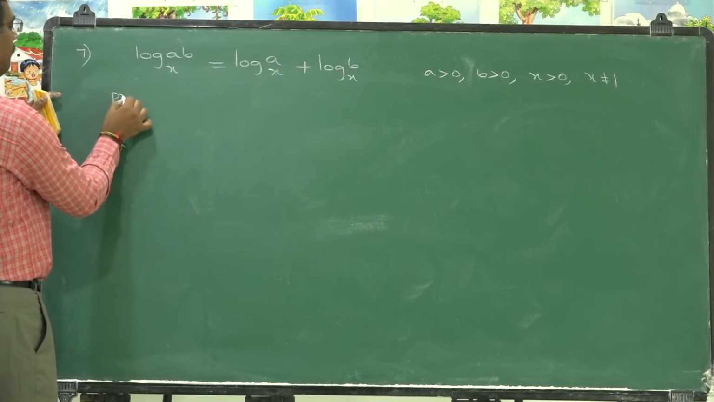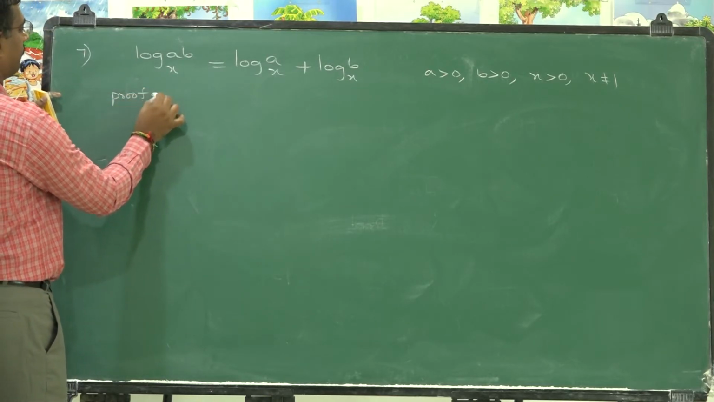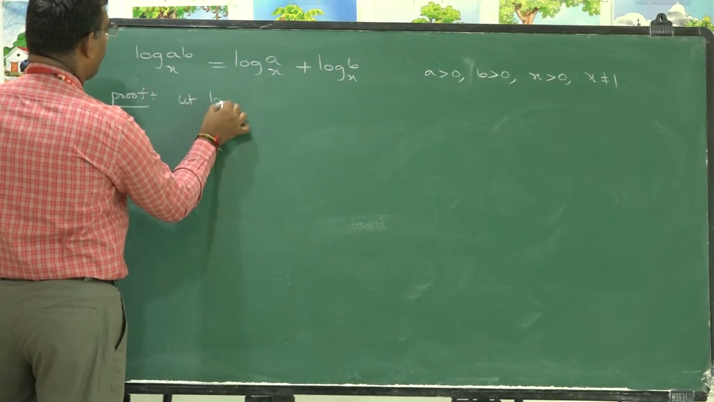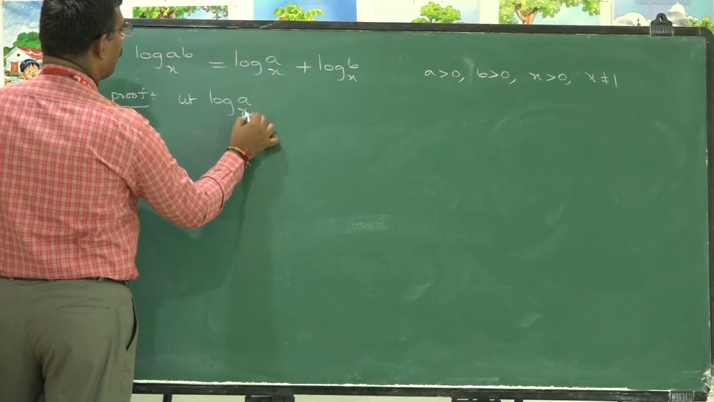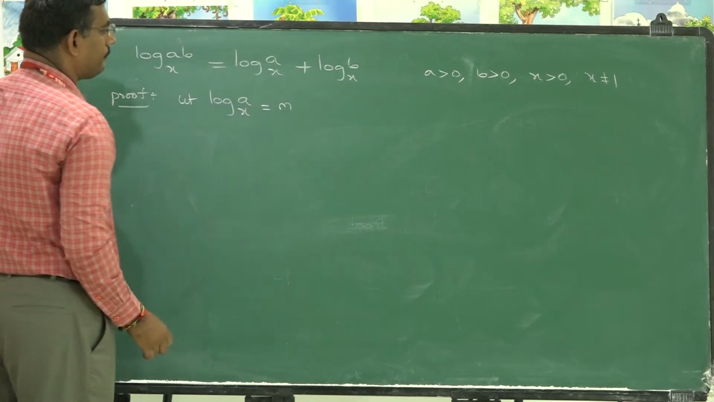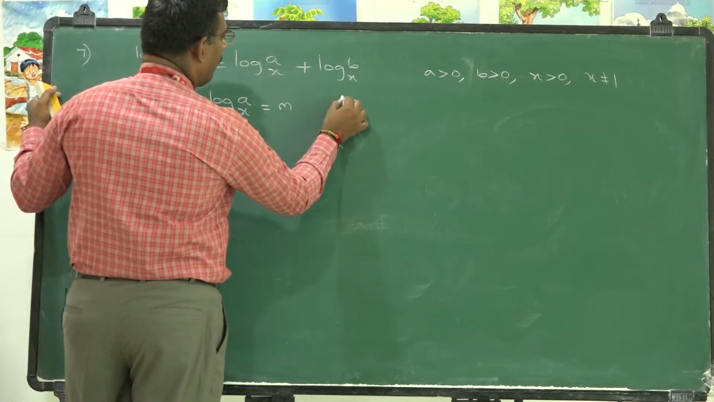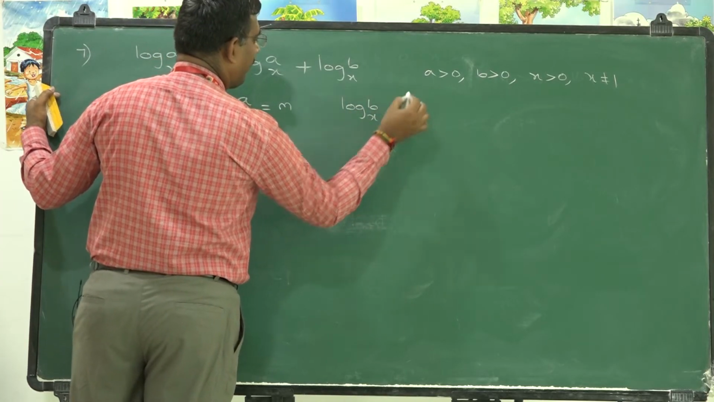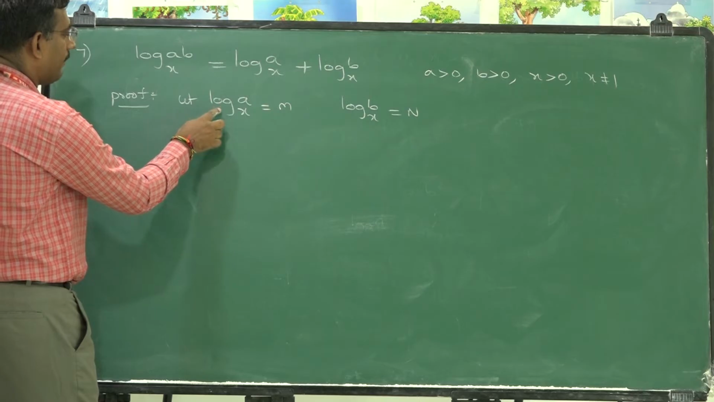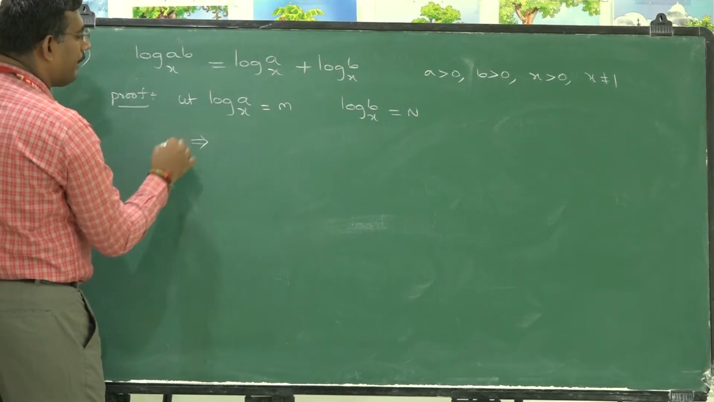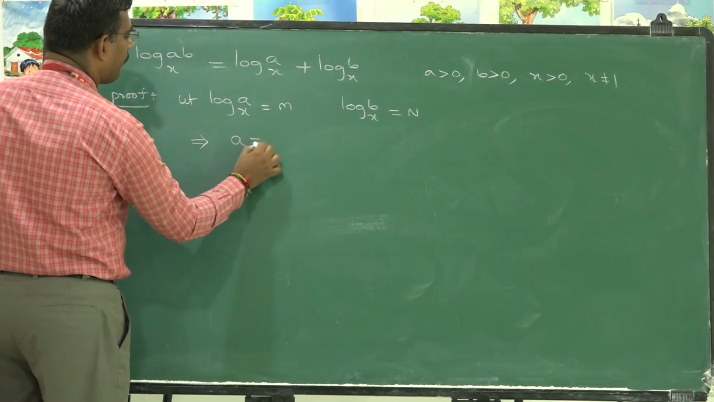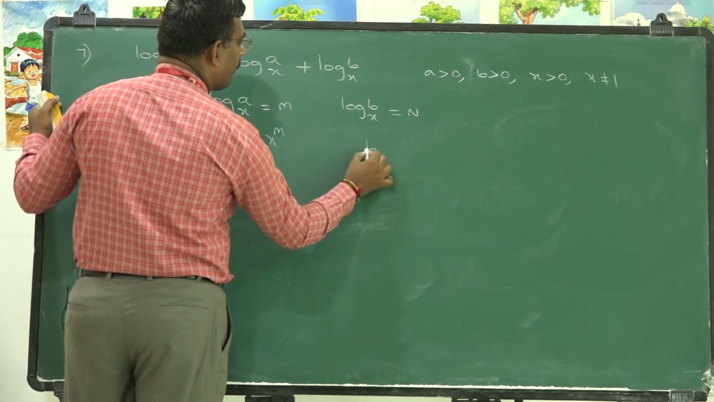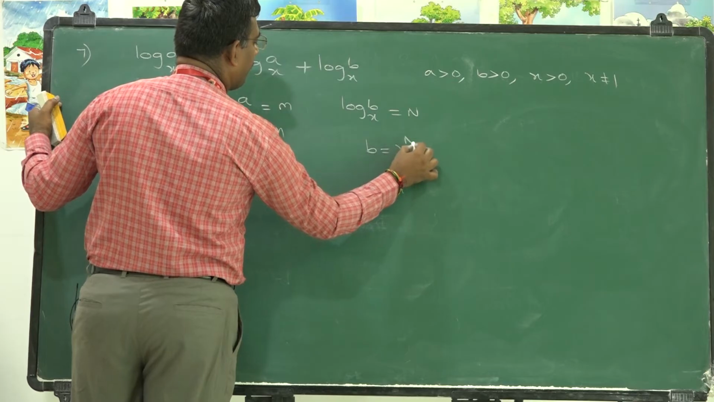Proof: let log a base x is equal to m and log b base x is equal to n. Now convert this logarithmic form into exponent form. a is equal to x power m. Here b is equal to x power n.